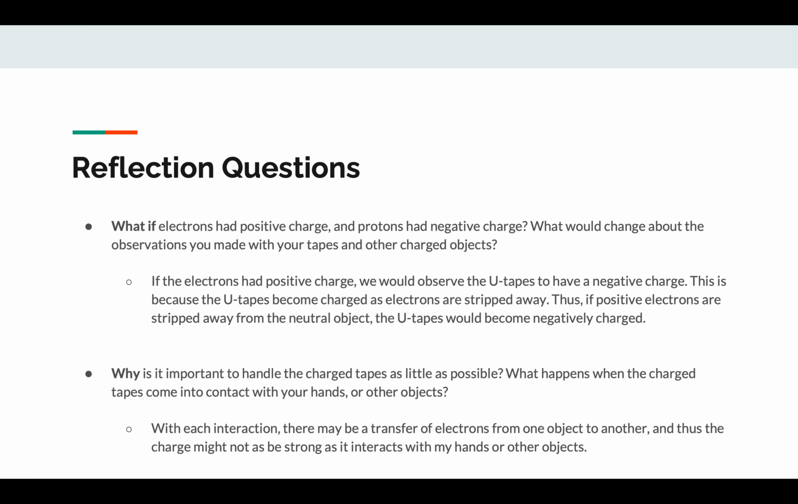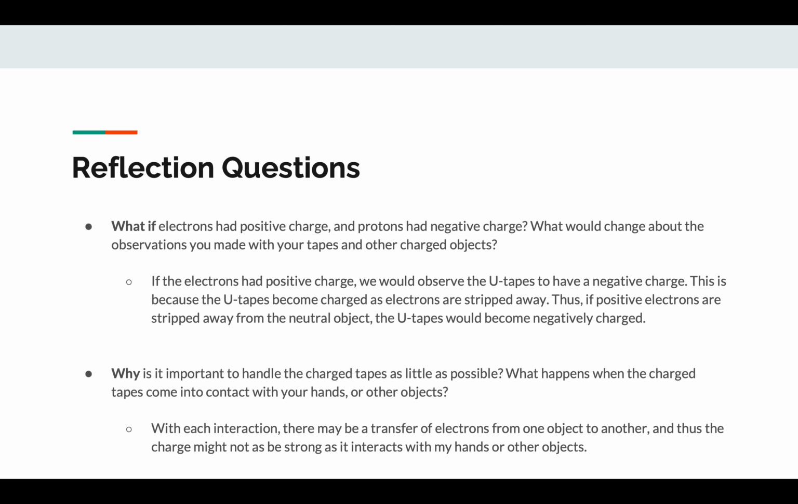And after doing this lab, there were some reflection questions. So, if the electrons had a positive charge and the protons had a negative charge, the tapes that we would observe would have to have a negative charge. This is because the tapes that were charged became charged because electrons were stripped away. Thus, if positive electrons were stripped away from the neutral object, the tapes would become negatively charged. So then it would repel against the charged plastic pen versus how it attracted.